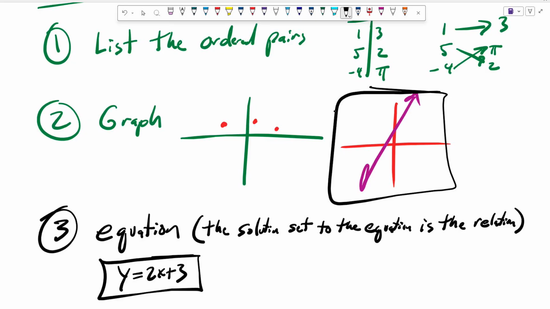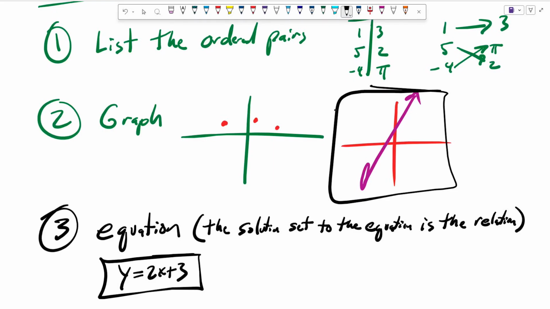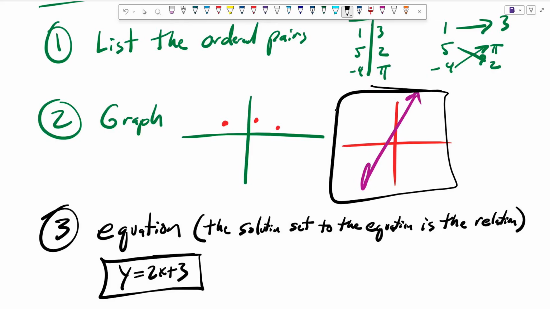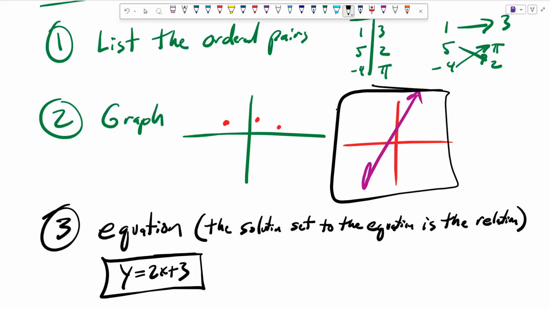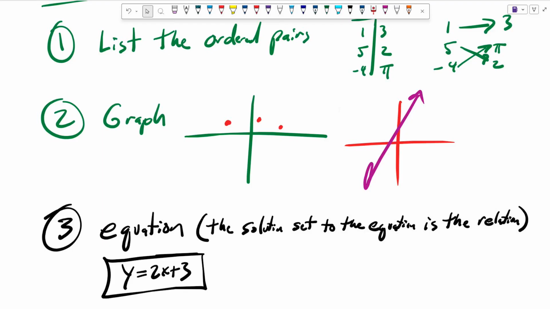But what about this is a set of ordered pairs? The solution set. So an equation, it's the solution set. It's the solution set that is the set of ordered pairs. It is the relation. So we'll call this a relation. Technically, it's not. It's the solution set to the equation, because the solution set is the set of ordered pairs. Okay, so those are three ways we denote relations.